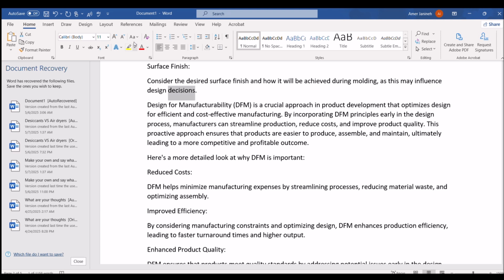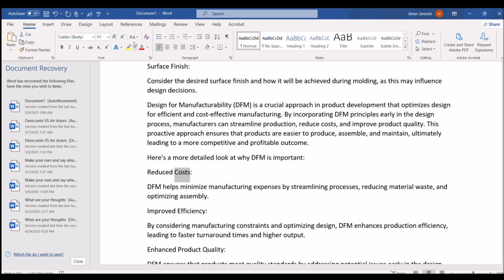decisions. Design for manufacturability, DFM, is a crucial approach in product development that optimizes design for efficient and cost-effective manufacturing. By incorporating DFM principles early in the design process, manufacturers can streamline production, reduce costs, and improve product quality. This proactive approach ensures that products are easier to produce, assemble, and maintain, ultimately leading to a more competitive and profitable outcome. Here's a more detailed look at why DFM is important.